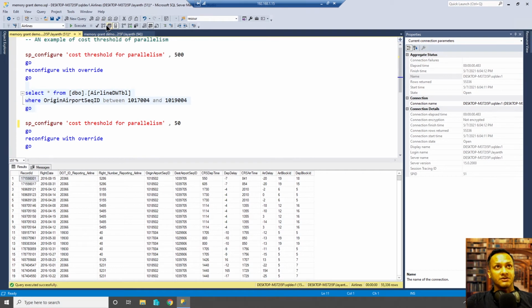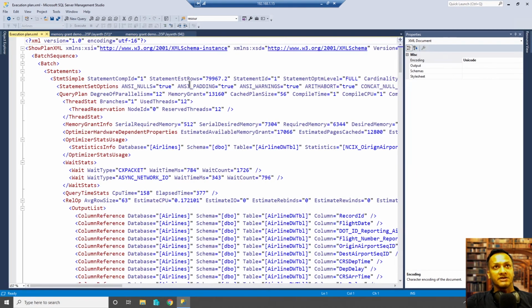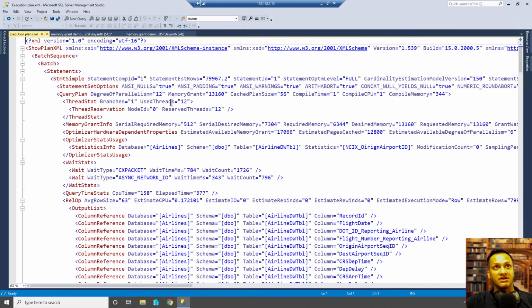So it's finished executing. Let me show you the actual execution plan, and you can see there is parallelism going on and there's a RID lookup. We don't need to worry about the details of the execution plan itself, but you can see that there is parallelism. If I go into the execution plan, you can see that the maximum degree of parallelism is 12, and we've got used threads 12, reserved threads 12, and the serial memory is only 512, but the desired memory is 730, which is what I mentioned earlier: they don't always have to be similar. There can be a big difference between the required memory and the desired memory.